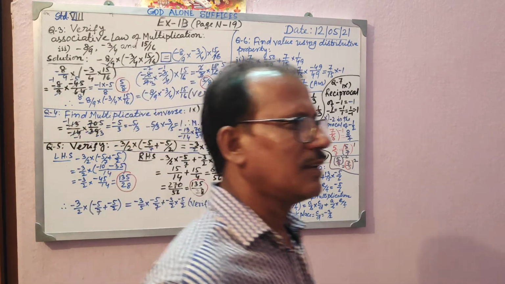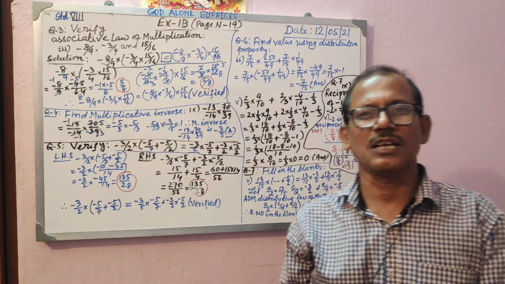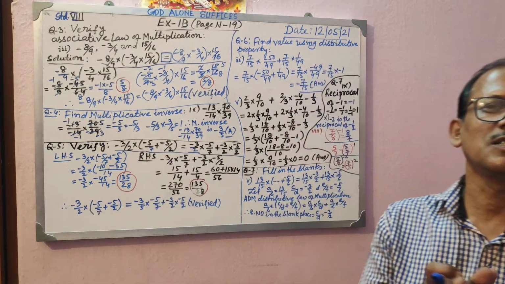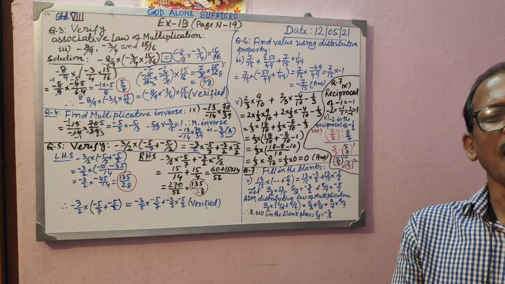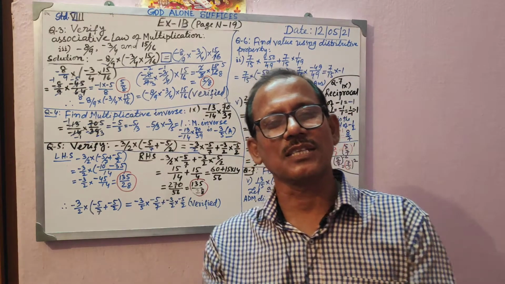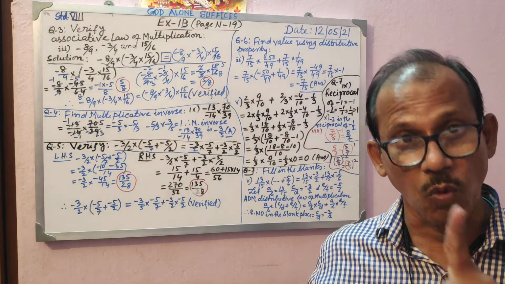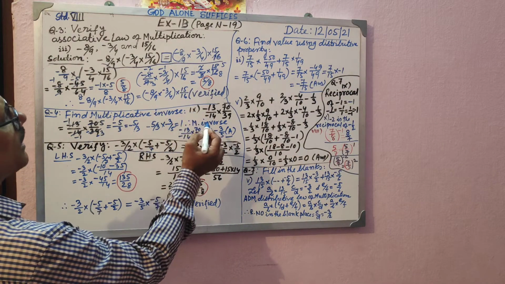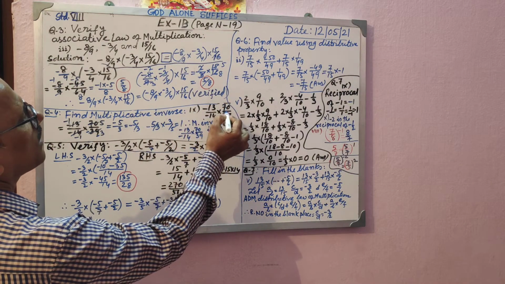You add something to the rational number so that the sum becomes 0. But in this case, you multiply something with the rational number so that the product becomes 1. So what will be the multiplicative inverse? I have taken question number 9: minus 13 by 14 into 70 by 39.